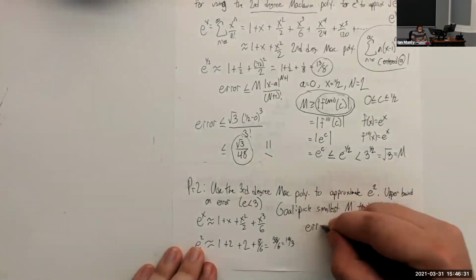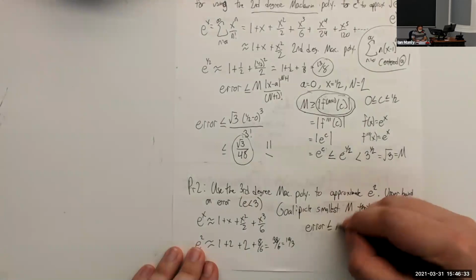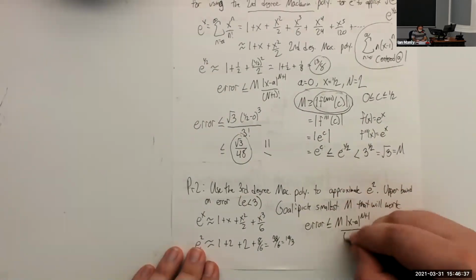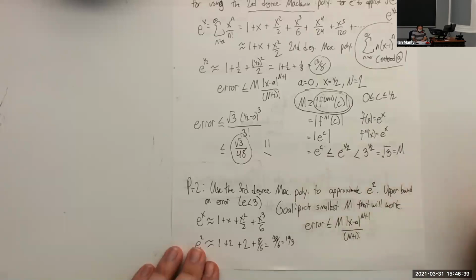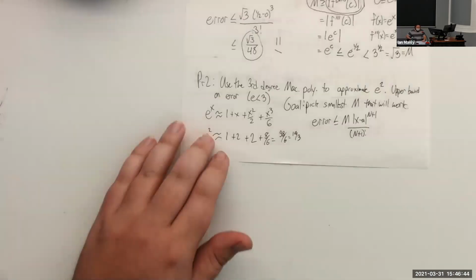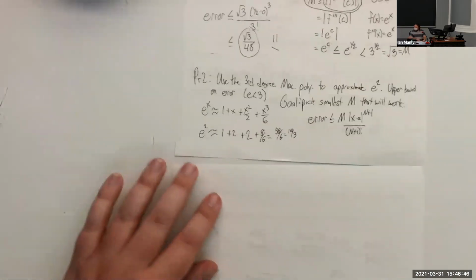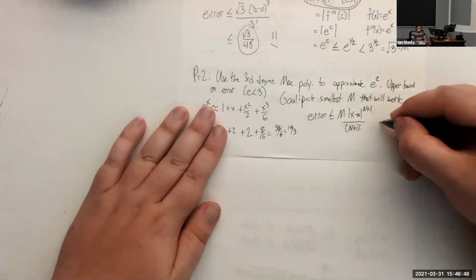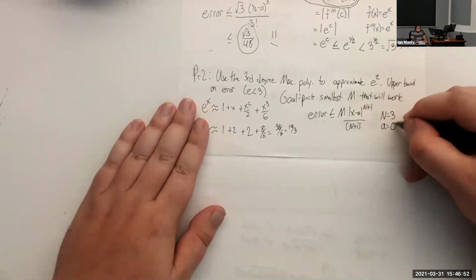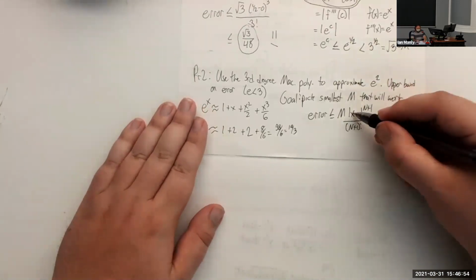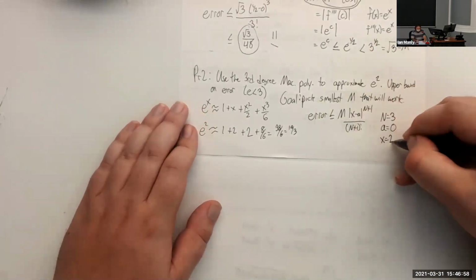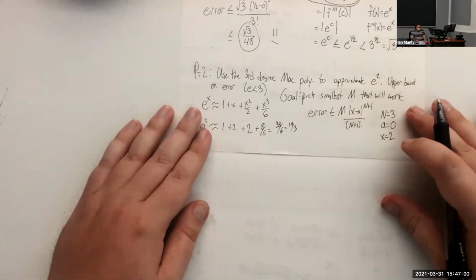So our error is less than or equal to M times x minus a to the n plus 1 over n plus 1 factorial. Now in this problem here, our n, the degree of our approximation, is going to be 3. Our center of our series is 0 because it was a Maclaurin series. The number we plugged in to make the approximation was 2. And then now we need to get what M is.